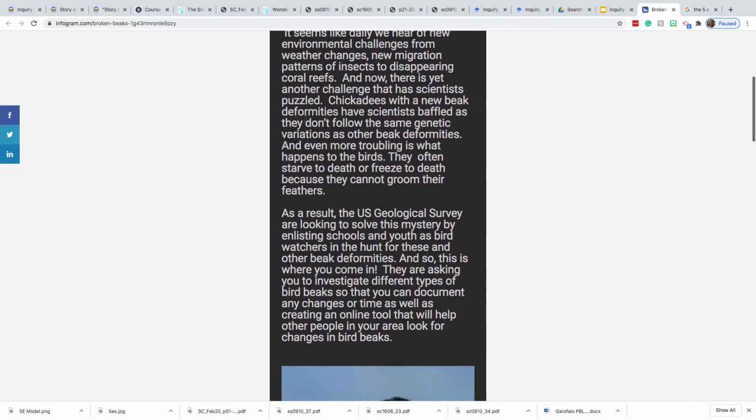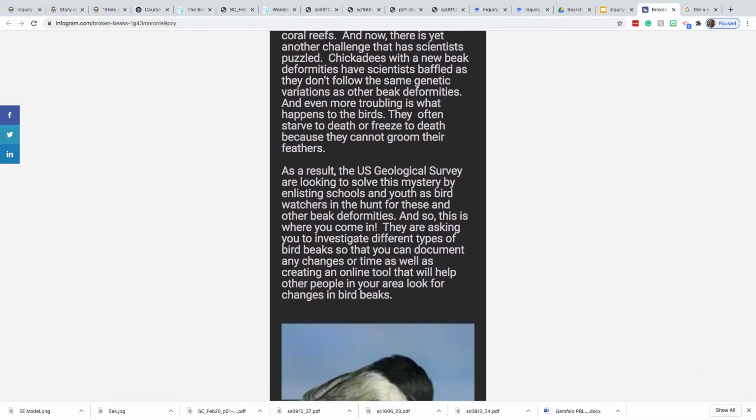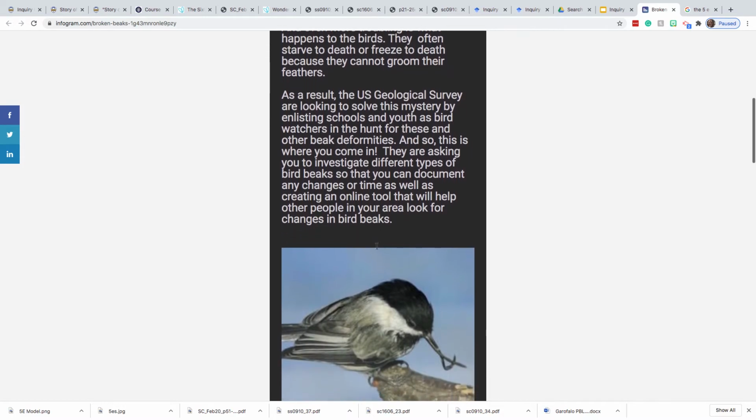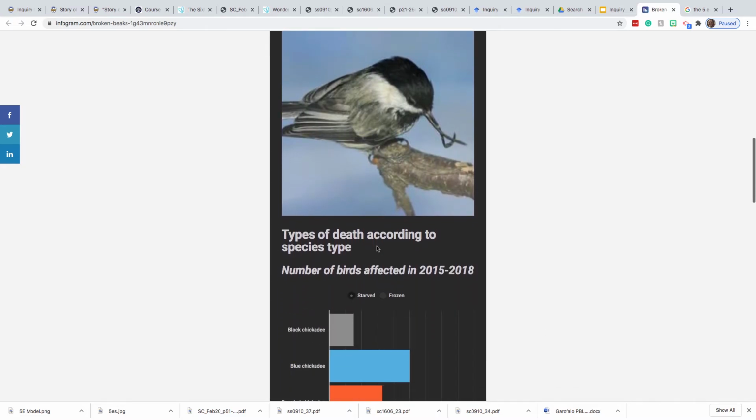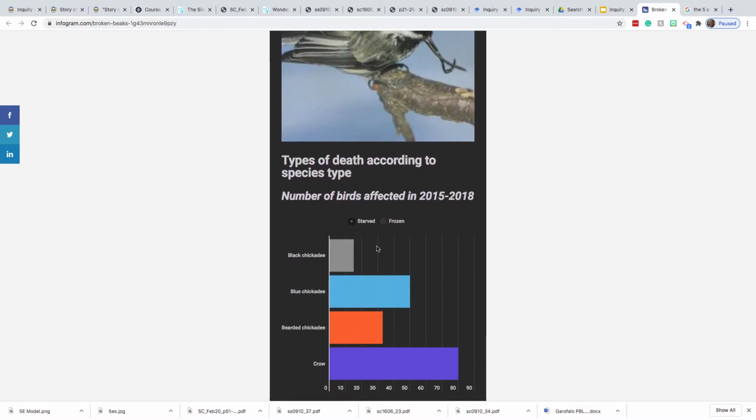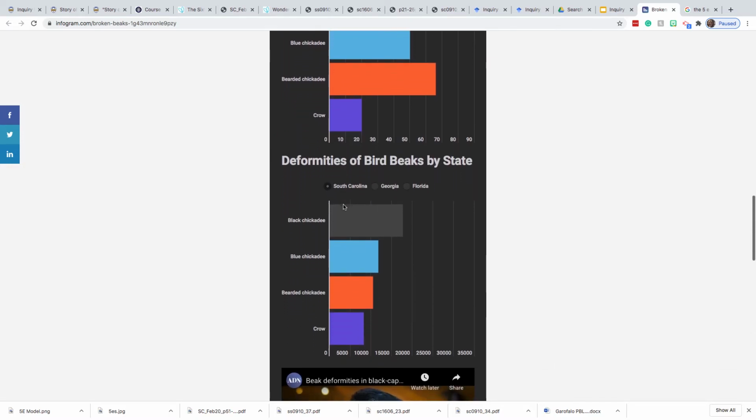And so the students were engaged by trying to solve this mystery, to investigate different types of bird beaks so they could document any changes over time. So one of the things that we did is we looked at the number of birds affected. So these birds were either starving or they froze to death. So we looked at that data over time and also looked at the data per state.